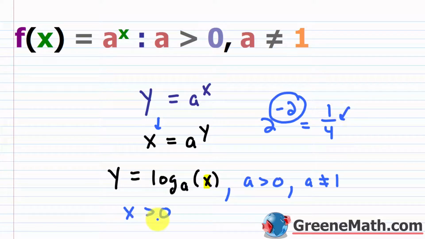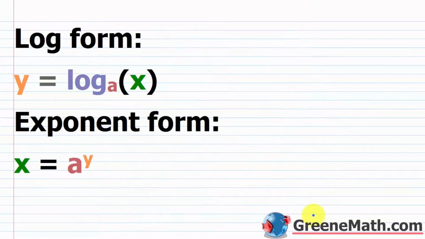So that's why we have this restriction here that x is greater than 0. If you ever see a problem with the argument as 0 or something that's negative, then you know they're trying to throw you a trap question. So that's not going to have an answer. All right, so let's look at this one more time.